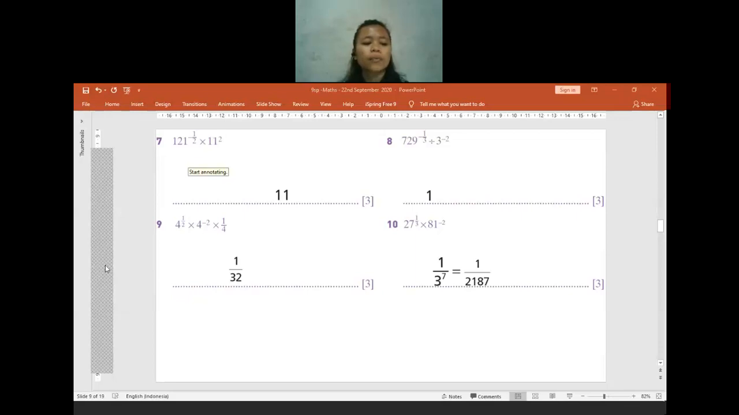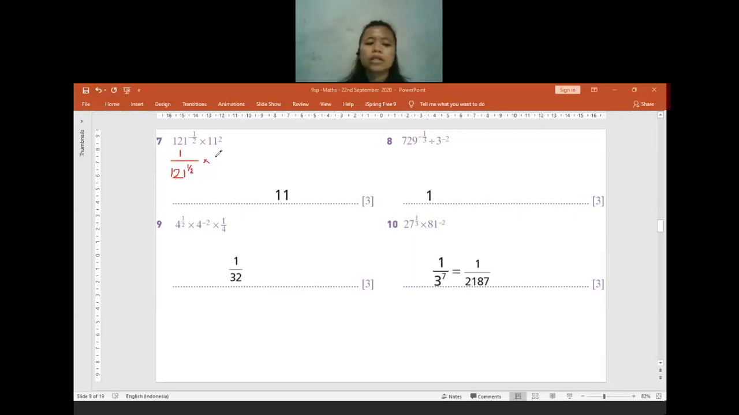For question 7, we have 121 to the power of negative a half. Maybe I will use a different method. Here, with the power of negative a half, we can make it into a fraction. That's why please kindly memorize all of the index laws, because the steps of solving the question will vary depending on which index laws you prefer to use.